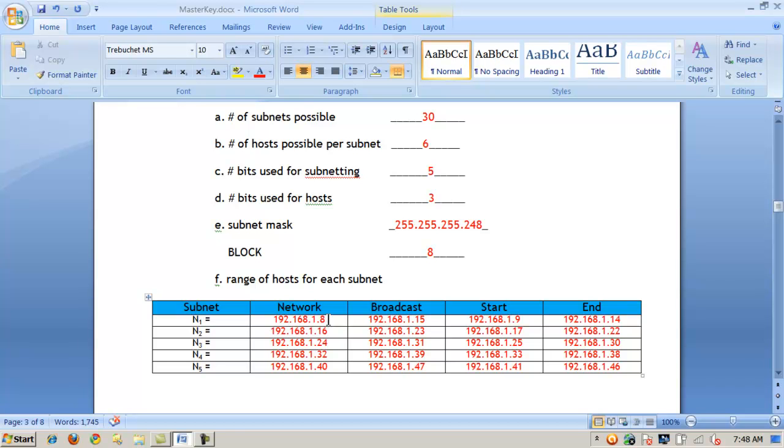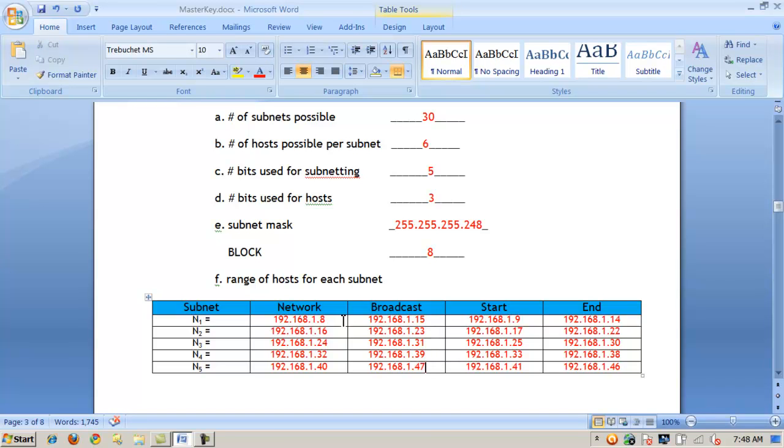So based on the multiple, I would start with 8, 16, 24, 32, and 40, just adding the block to itself. The broadcast, if I go to the next network and subtract 1, that's the broadcast. So here, if I start 192.168.1.8, and I know the next network is 16, if I subtract 1, my broadcast is 15. And so forth all the way down. That's what we did here.